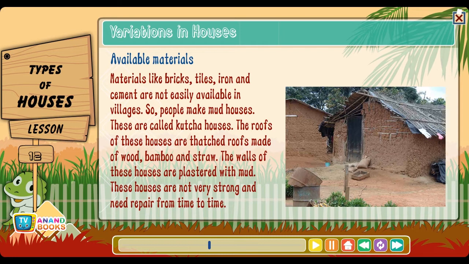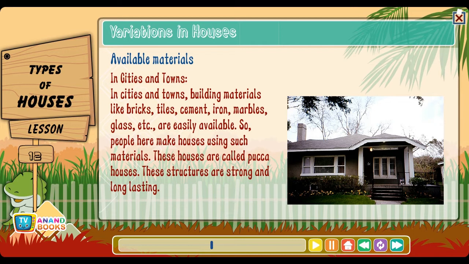In cities and towns, building materials like bricks, tiles, cement, iron, marbles, glass, etc. are easily available. So people here make houses using such materials. These houses are called pakka houses. These structures are strong and long-lasting.